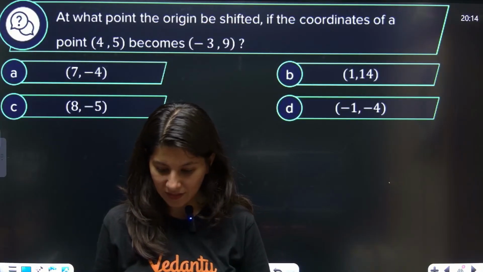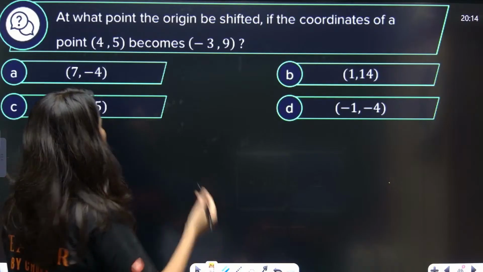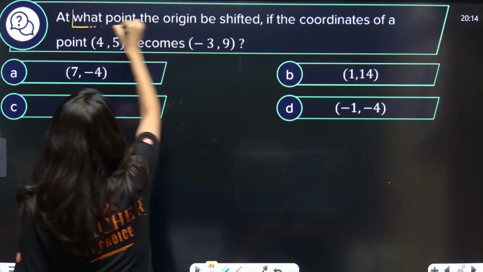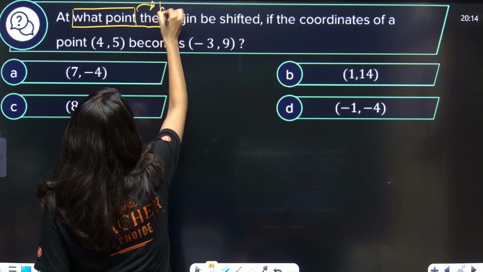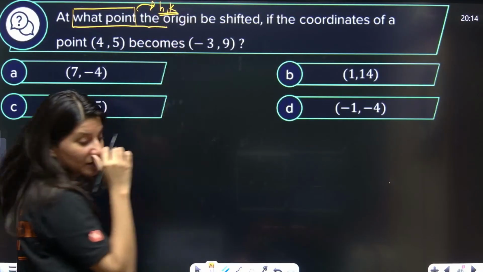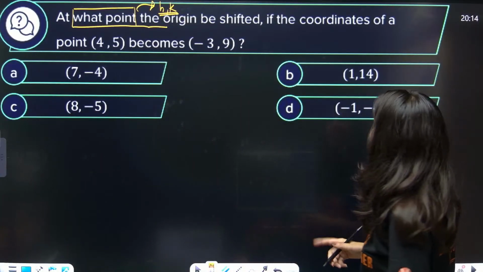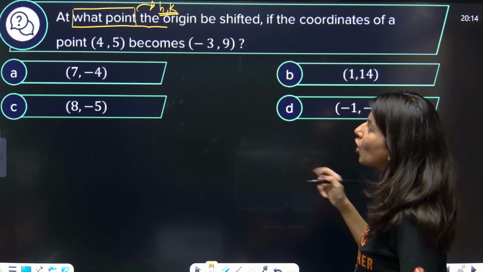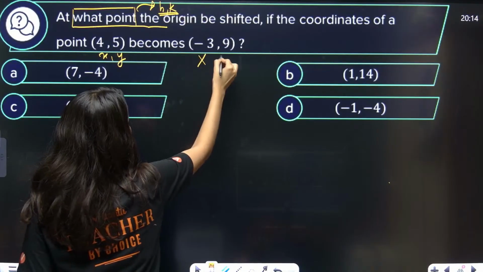I am back. Okay, right? At what point is the origin shifted? Let me take that point as h comma k. If the coordinates of a point are 4 comma 5, that means this is small x comma y, and the new one will become capital X comma Y.